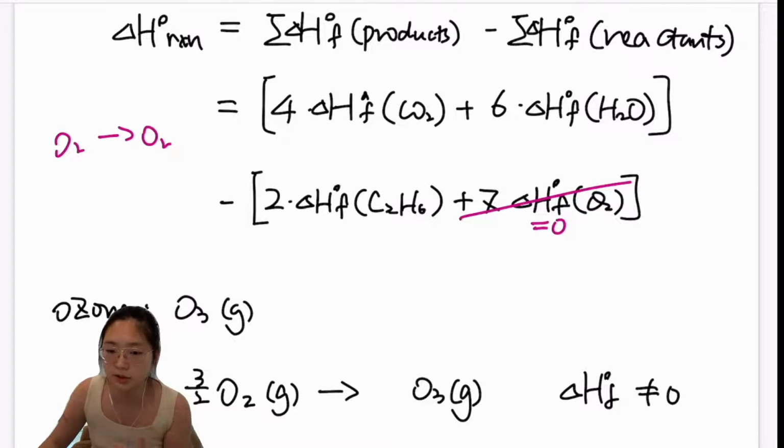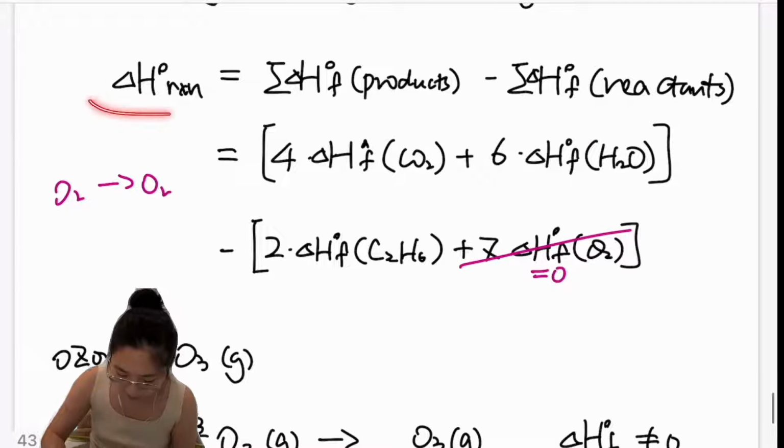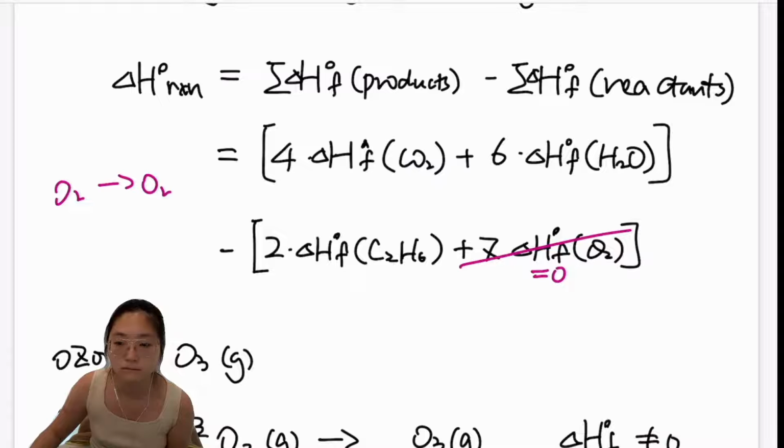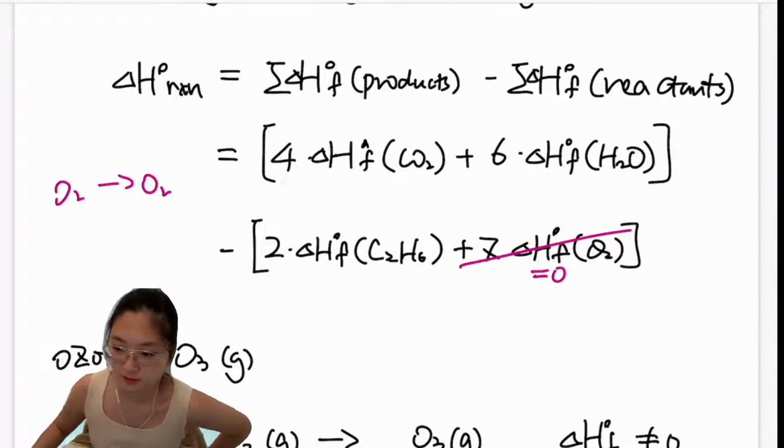Okay, any questions regarding enthalpy change of formation and how we use Hess's law to combine or manipulate this enthalpy change of formation to calculate the reaction enthalpy change? Oh, it's lagging so much?